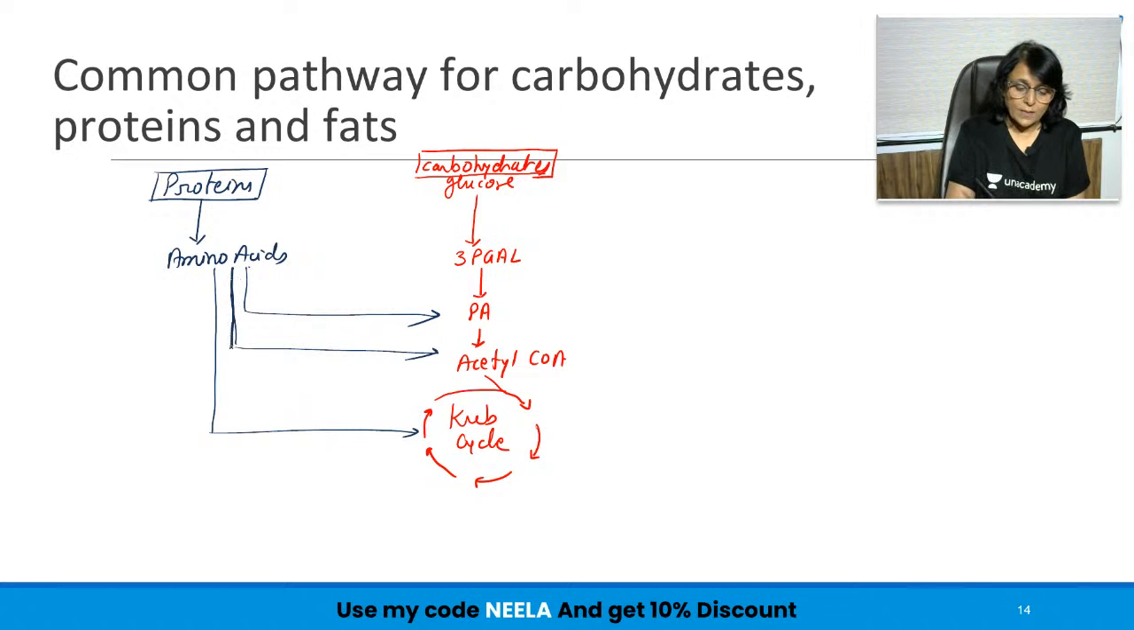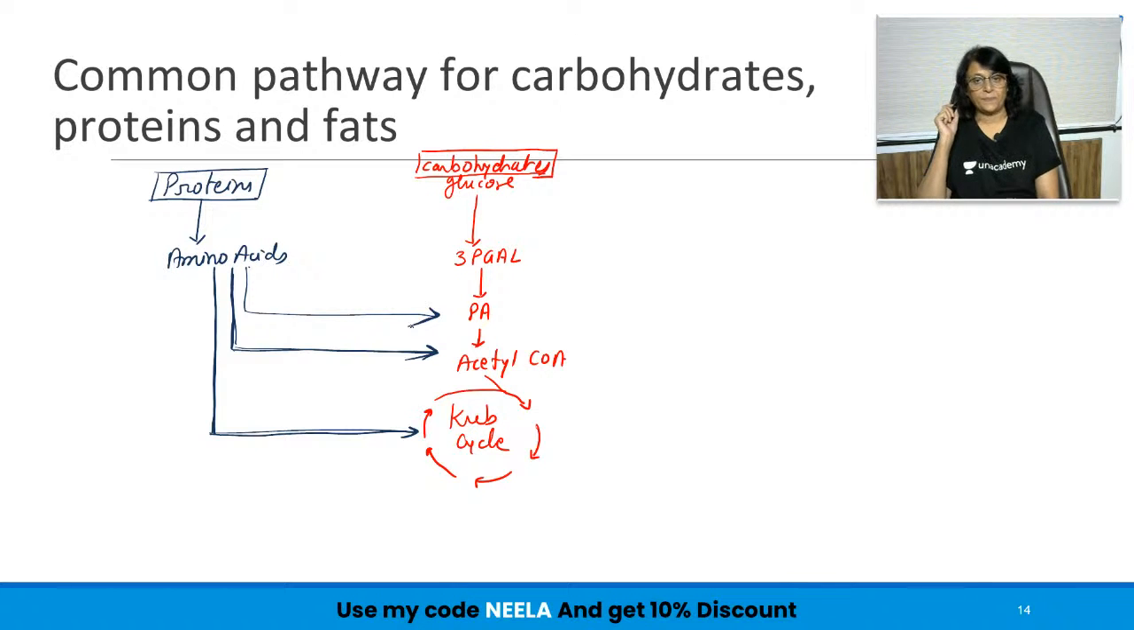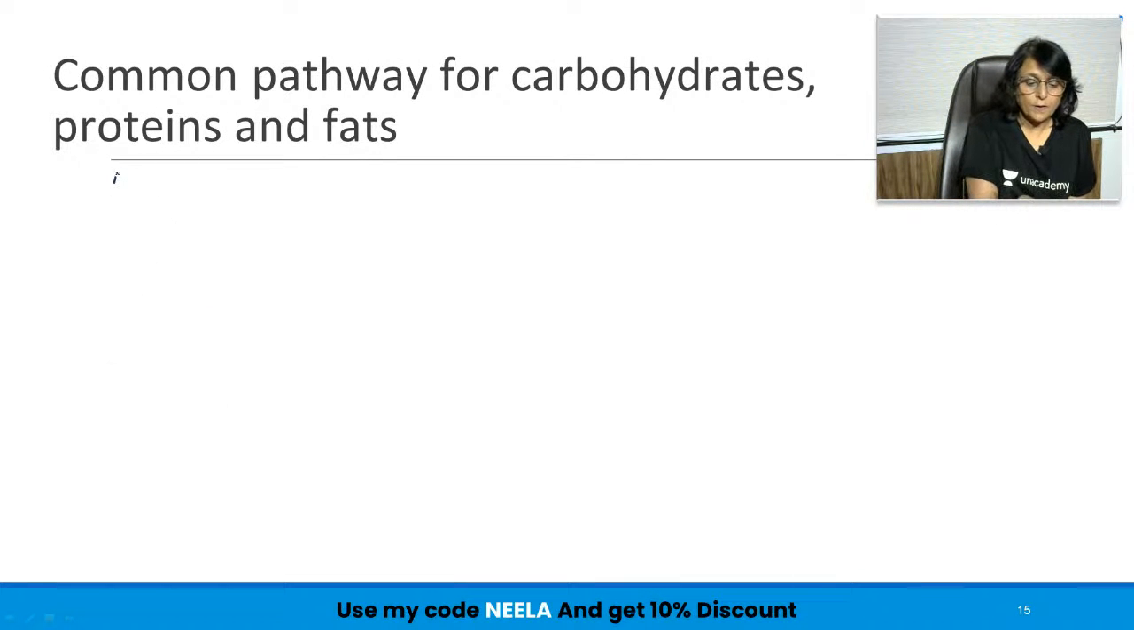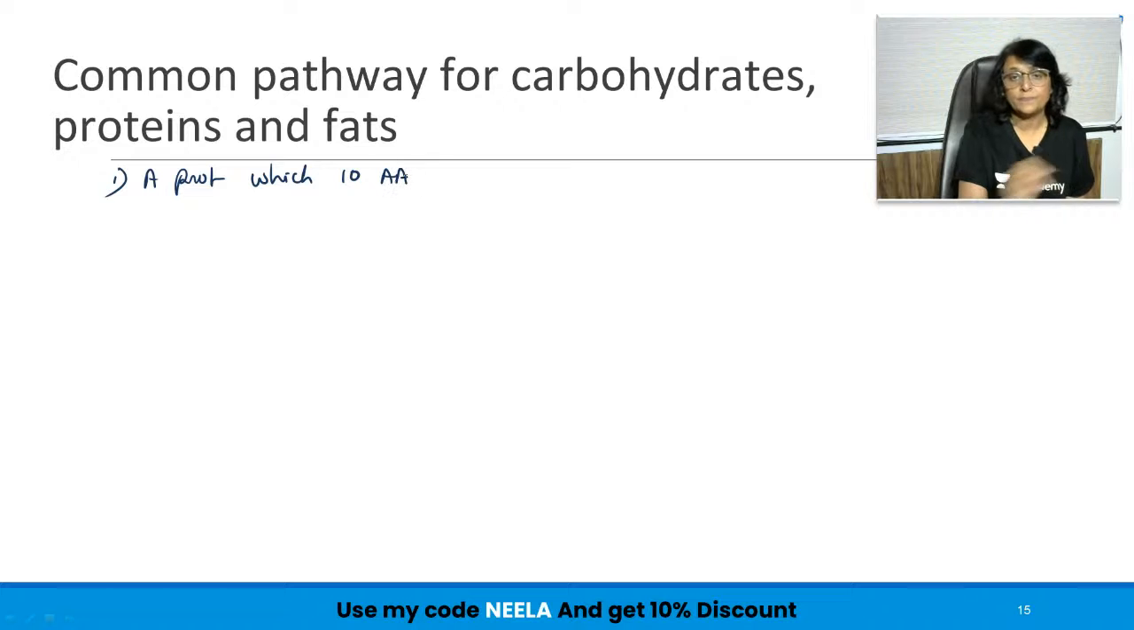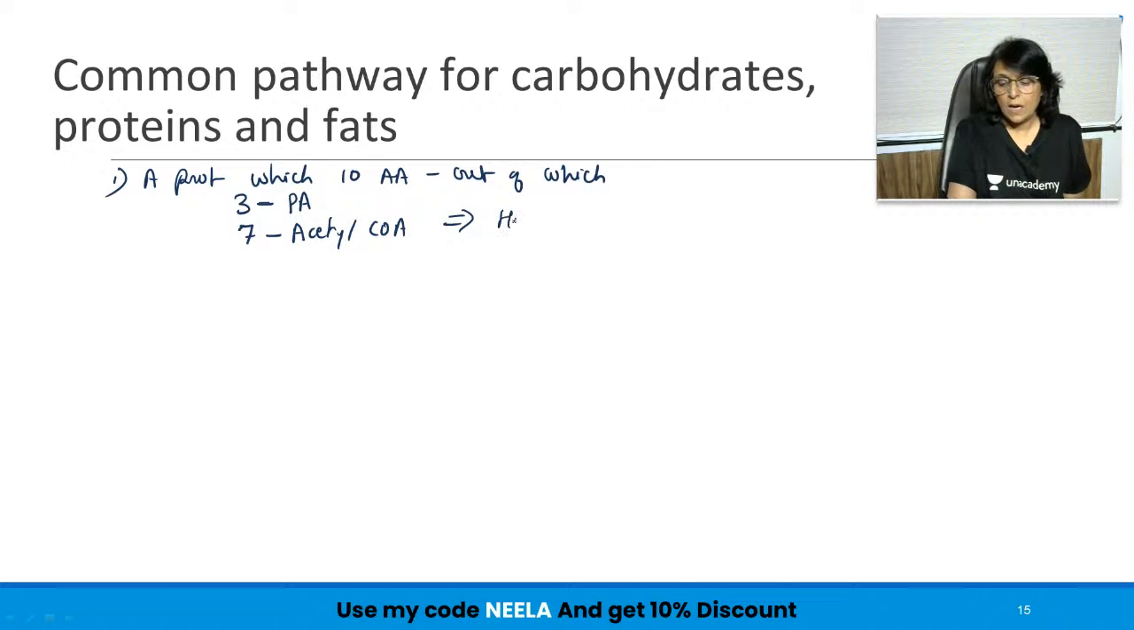Now, how are the questions asked on this common pathway? I'll give you a simple question first, and then we will take a little complicated one. Are you ready for the question? So I'm writing the question here. First, a protein which has, say, 10 amino acids, out of which 3 join at pyruvic acid and 7 join at acetyl coenzyme A. Then how many ATPs will we get? Is the question clear?